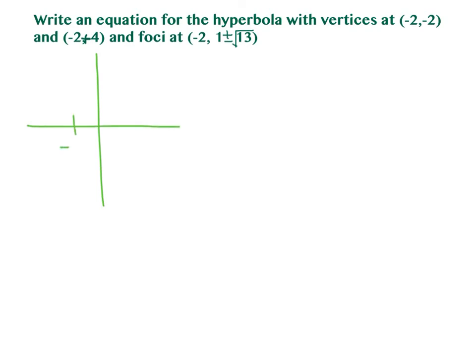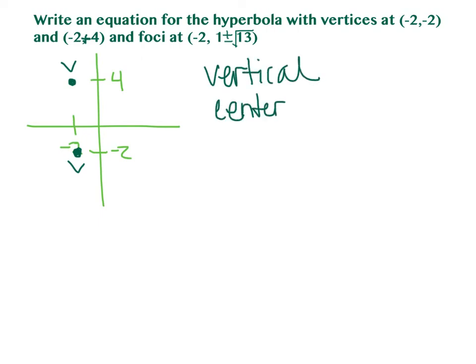Vertices at (-2, -2) and (-2, 4). So that's here and here. So all of a sudden, I know it's vertical. I can locate my center because it's going to be halfway between. So that's at -2, and halfway between 4 and -2, that's 6 units long. So this is 3 units, and that's at 1. So the center is (-2, 1). That tells us that h is -2 and k is 1.